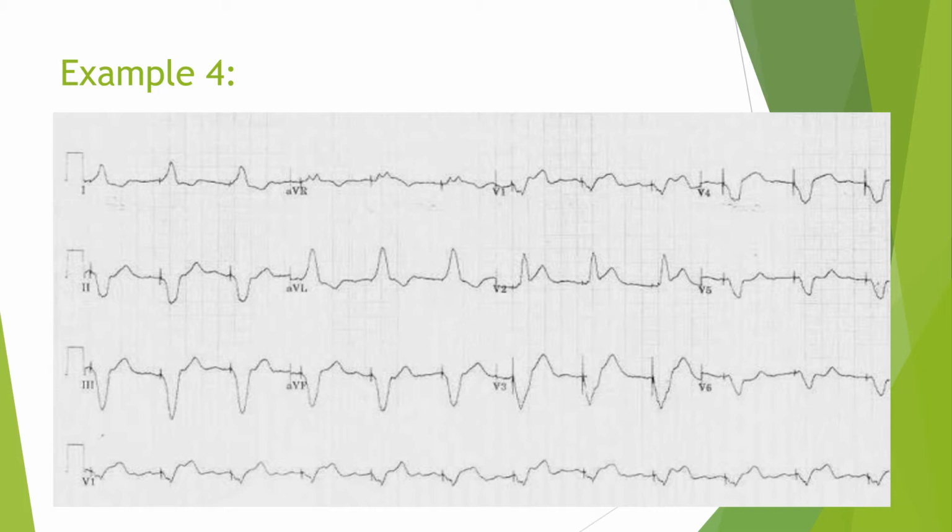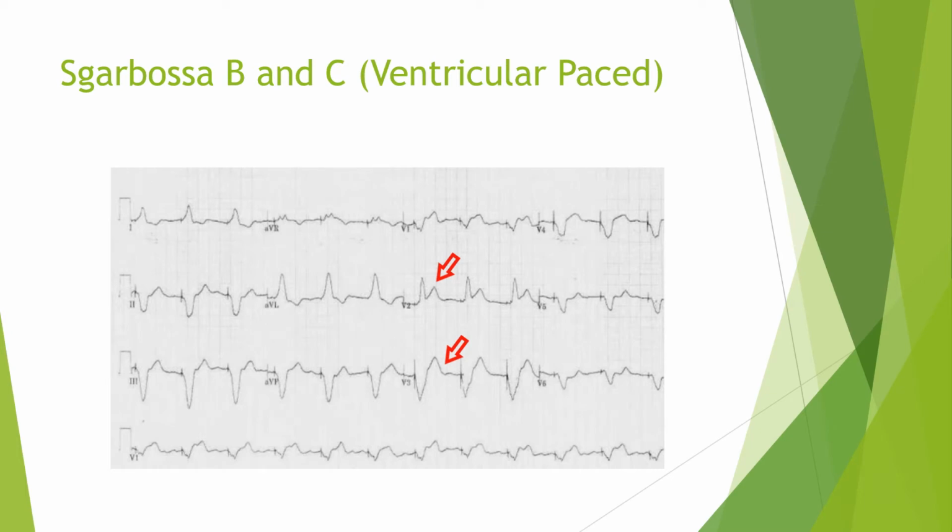When you scan the whole thing, you see a lot of discordant T waves, a lot of QRS complexes on one side and T waves on the other. Then you come across V2 here, and when you hit V2, you notice that the ST segment is elevated along with the QRS complex and the T wave. I mistyped there. I labeled that as Sgarbossa B, but that's actually Sgarbossa A criteria.